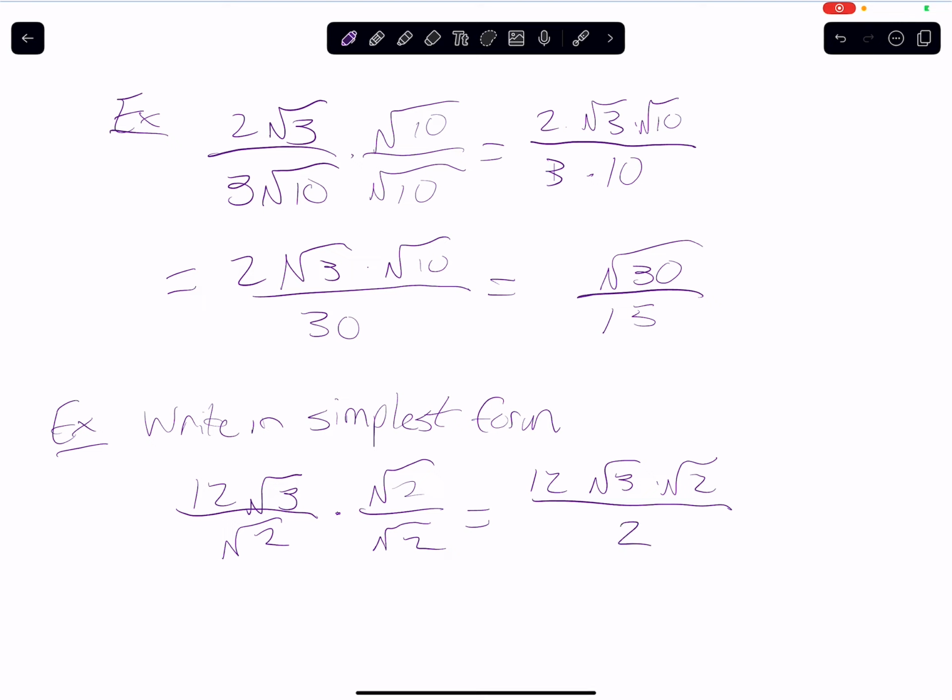Okay, again, we can combine this. 12 divided by 2 is 6, and the square root of 3 times the square root of 2, there are no perfect square factors there, so we can rewrite that as 6 times the square root of 6, and that's our final answer.